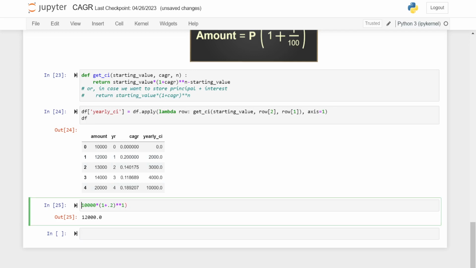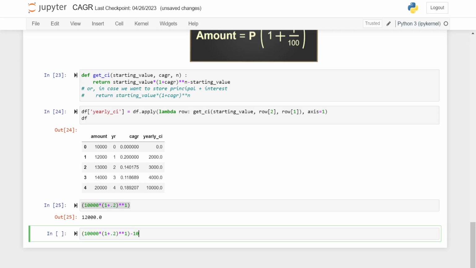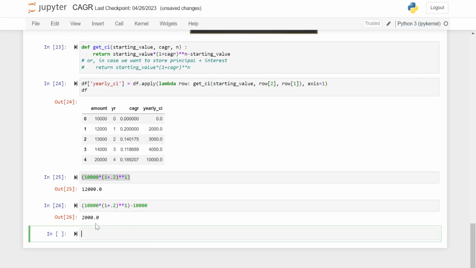When we write like this, we are getting 12,000. If we are only interested to see the interest amount, let me not write here, I will write here. Then we will say minus 10,000. Then what are we getting? We are getting the interest component only, and that is precisely what it is doing. Starting value multiplied by 1 plus CAGR raised to the power n, that is year, and then minus starting value. Again, this has been written so that we get only compounded interest, not clubbed with the principal amount.